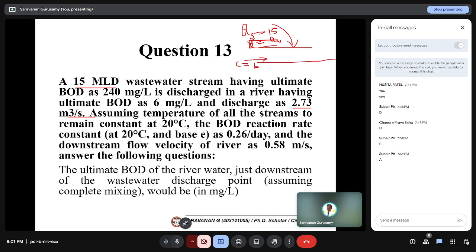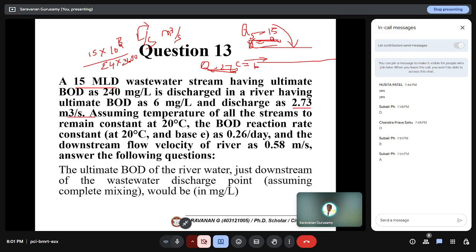River having ultimate BOD and discharge. Okay. Q is 2.73 meter cube per second. That is million liter per day. So 15 into 10 power 6 is million per day. 24 into 3600 will give you the liter per second. Again liter to meter cube, another 1000 if you divide. So you will get meter cube per second. So this will be equated with this.